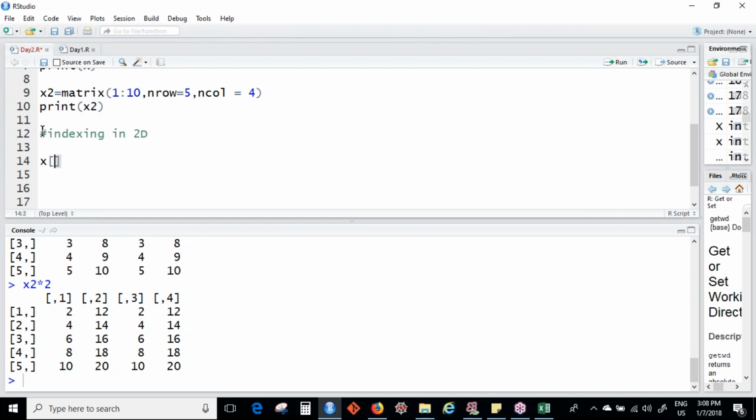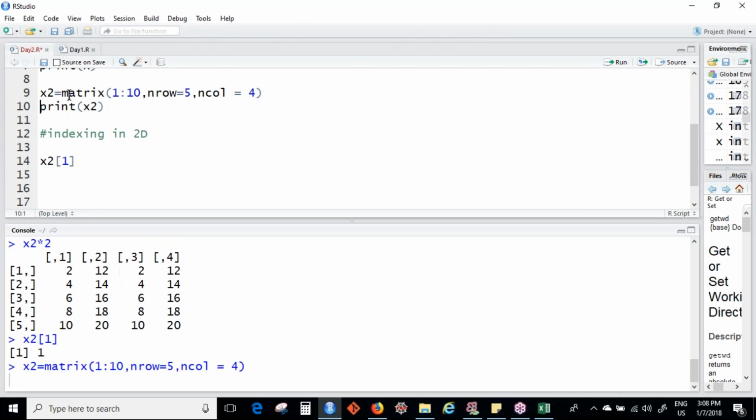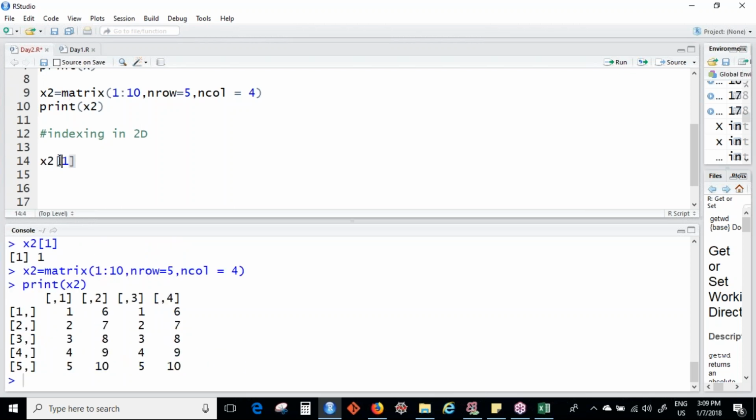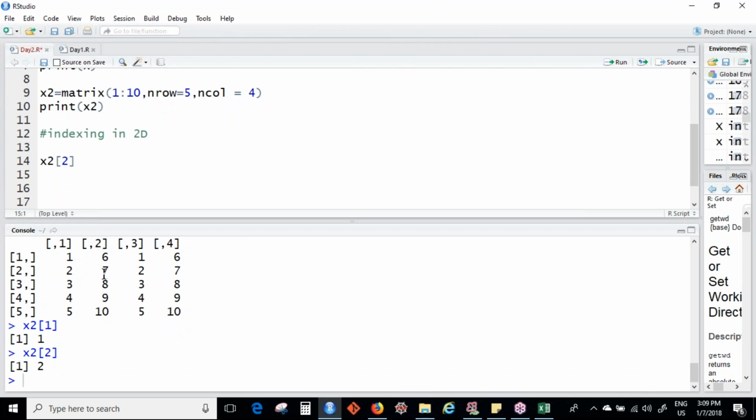Earlier we were writing x1, right? Now if I give the matrix x2 and write x2 of 1, it is giving me 1 as the output. So this number it is giving me. What if I write 2? It will give me 2. So by default it is assuming it is 1.